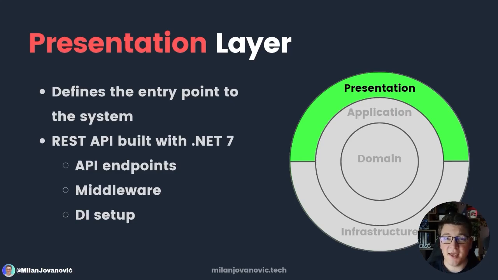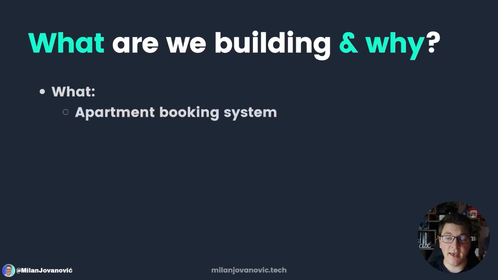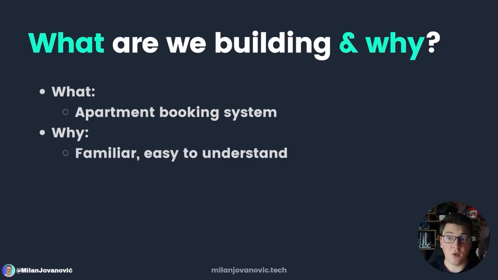Now that you understand the individual layers of the clean architecture, let's talk about what we're going to build in this course. What are we going to be building in this course and why? First, I want to answer what is the system that we're going to be building, and the answer is an apartment booking system. It's also important to consider why I picked this kind of system for the course. First of all, it's familiar and easy to understand. You've probably used a system like Booking.com or Airbnb before, and the problem domain should be familiar to you.